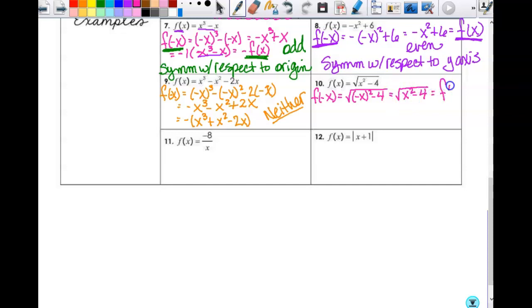And you have to have the beginning and the end, Michael. You have to have this equals this. Then you say if it's even, odd, or neither. Then you have to have symmetric with respect to the y-axis. Come on now.